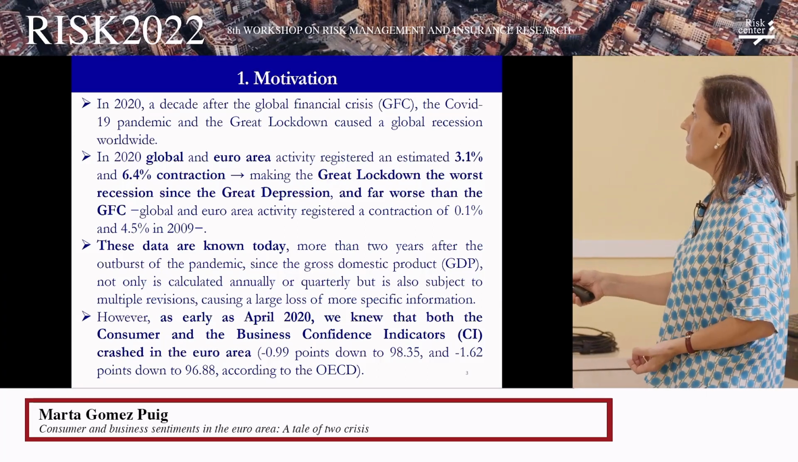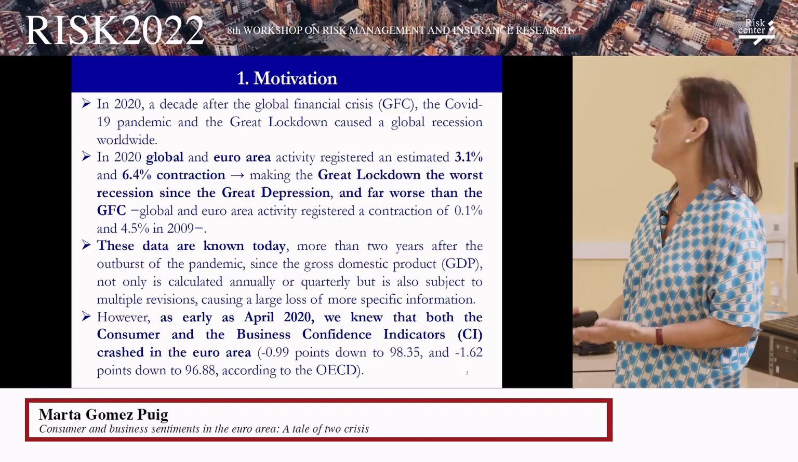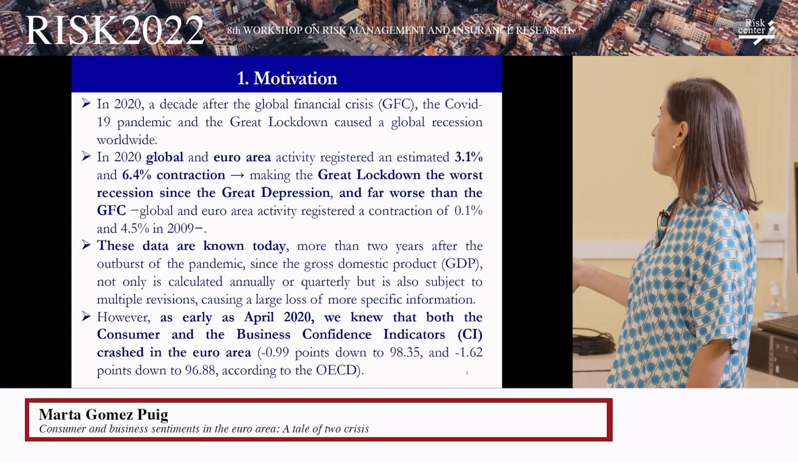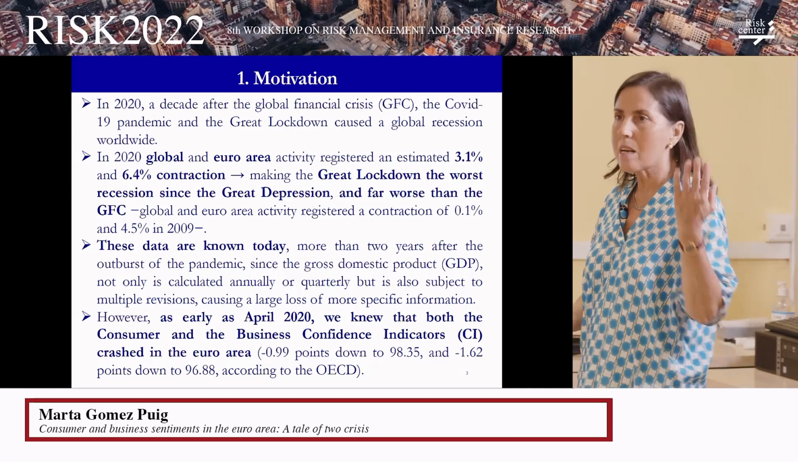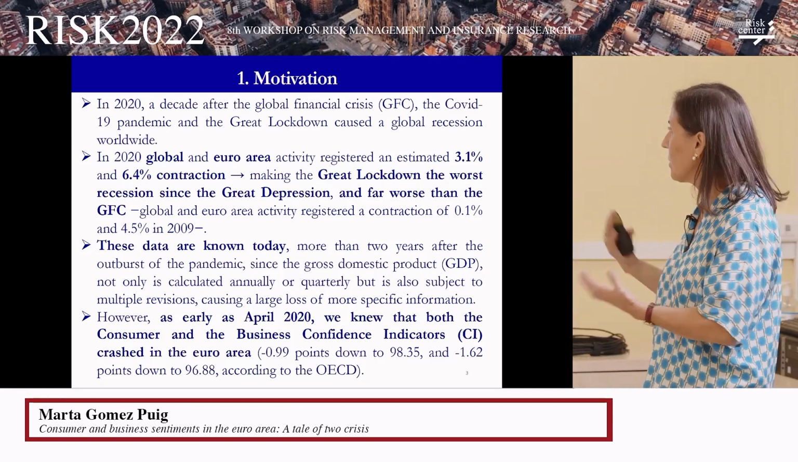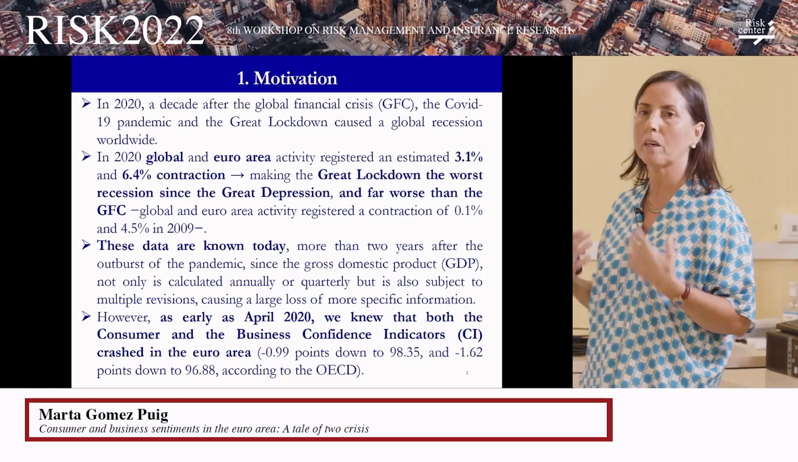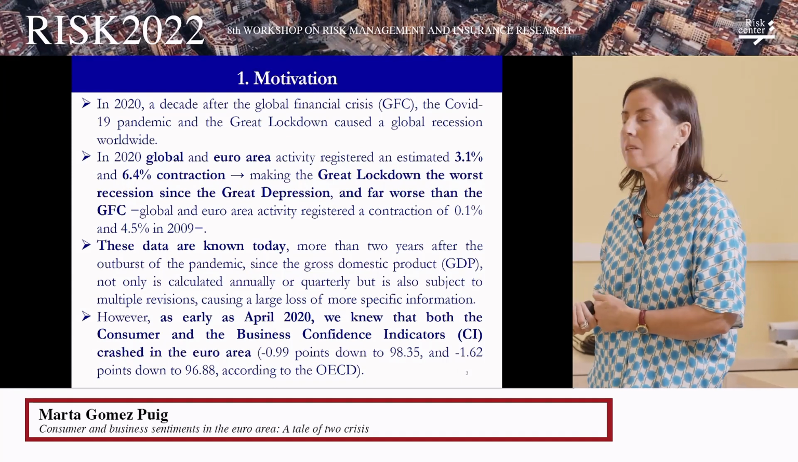However, this data is known today, more than 2 years after the beginning of the pandemic, since the gross domestic product, the GDP, as Ignacio mentioned before in the previous session, is not only calculated annually or quarterly, but is also subject to multiple revisions, causing a large loss of more specific information.